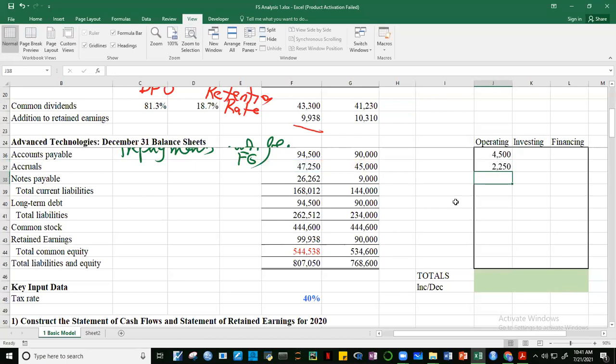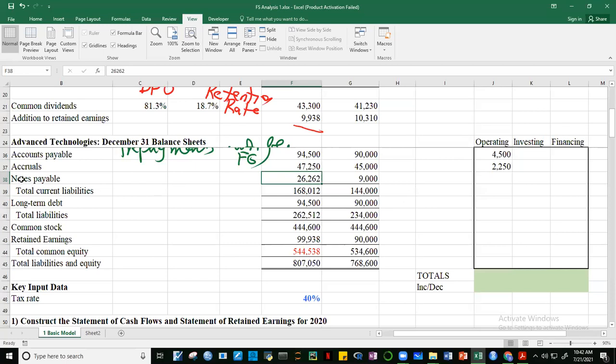Source of cash. Notes payable, guys. Notes payable. From 9,000, naging 26,262. Okay? Operating, investing, financing. Operating, kaso notes yan, no? Parang, I promise to pay this amount, ganyan at 10% interest. Financing. Okay, correct. Financing, kasi interest bearing yan.